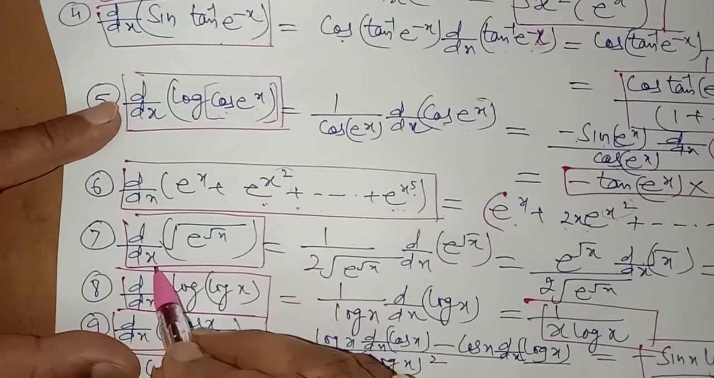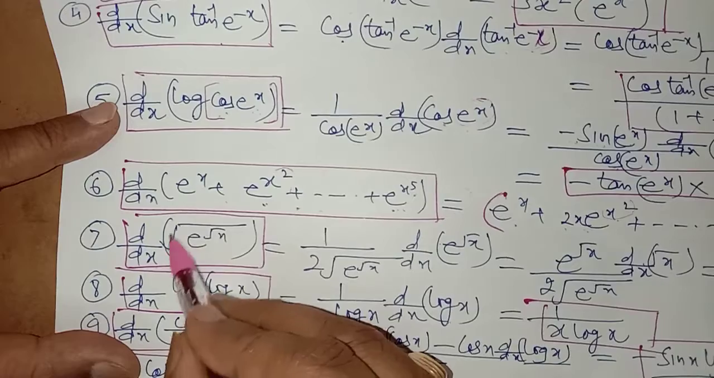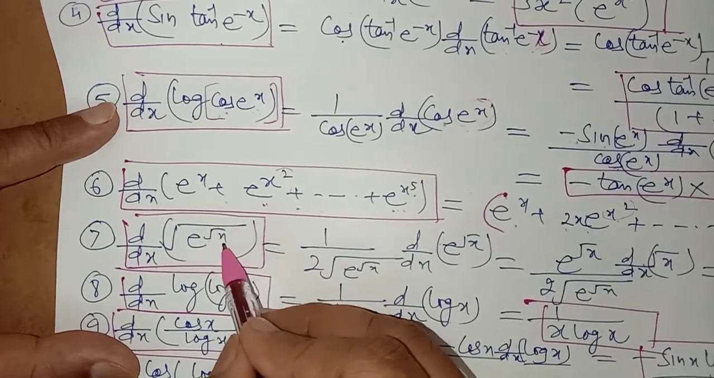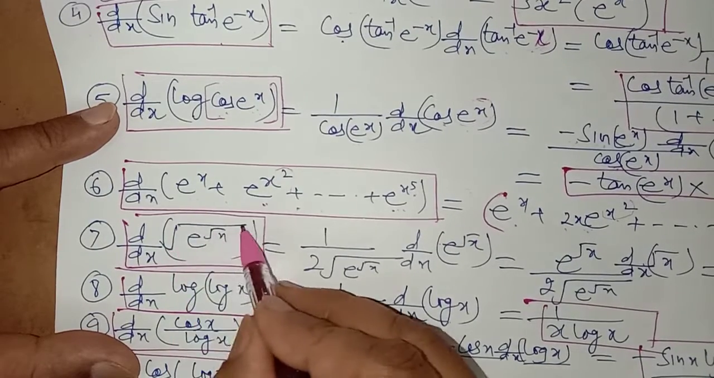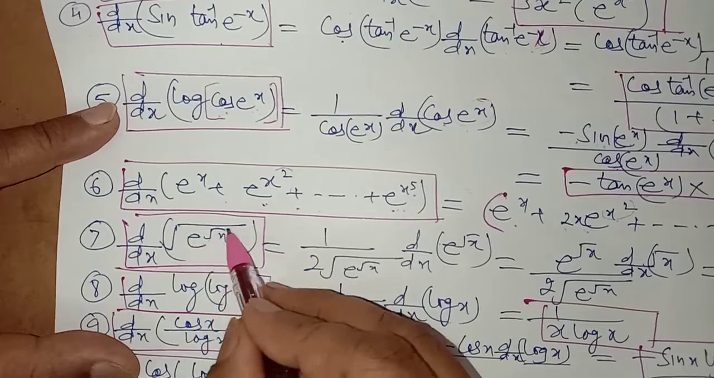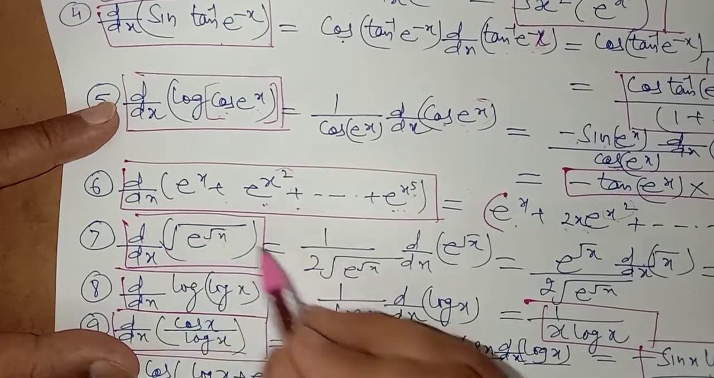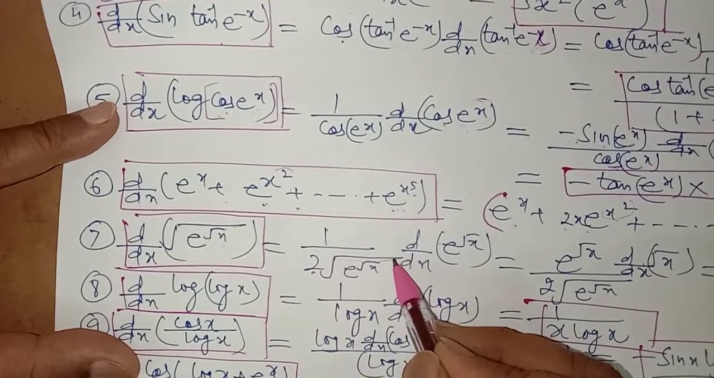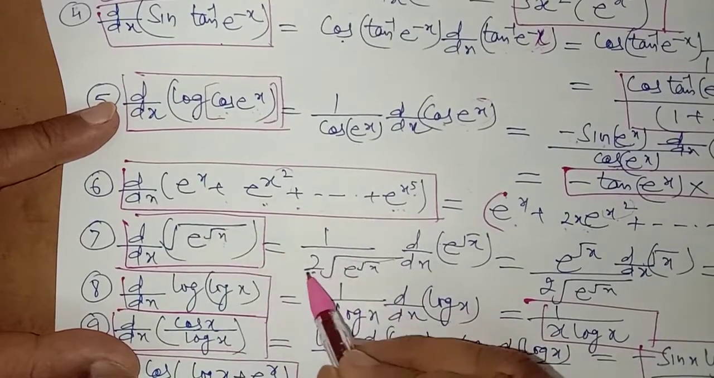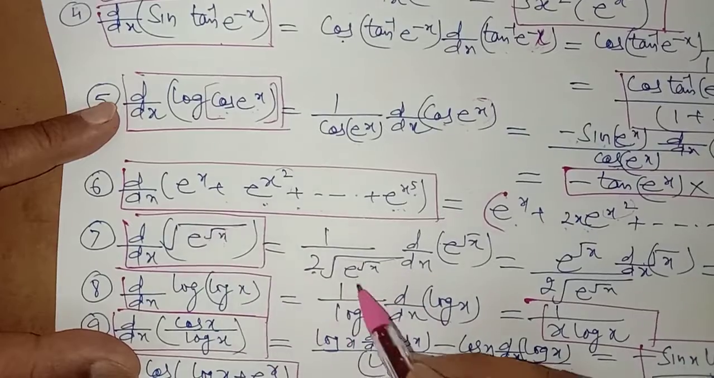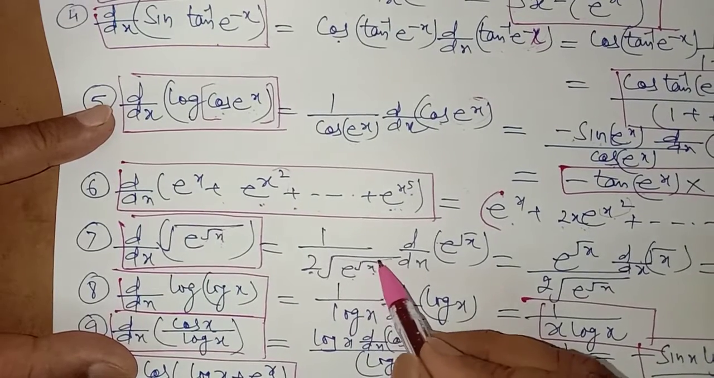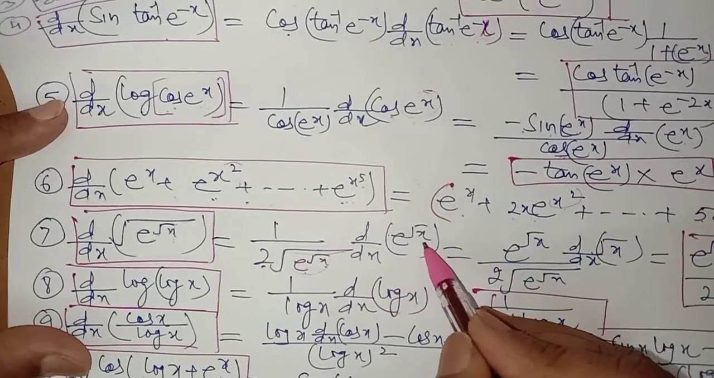Now in question number 7, we have three functions: root, exponential and its power. First of all, we differentiate this root, then exponential, then this root x. This is a composite function. So first of all, the derivative of root x is 1 upon 2 root x. In place of x, we have e raised to power root x. Multiply with the derivative of e raised to power root x.